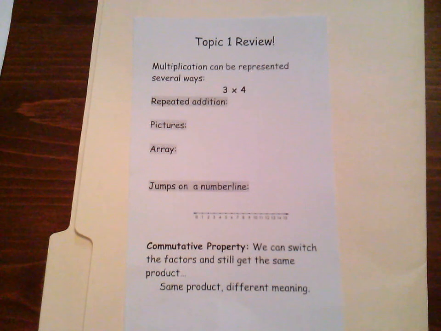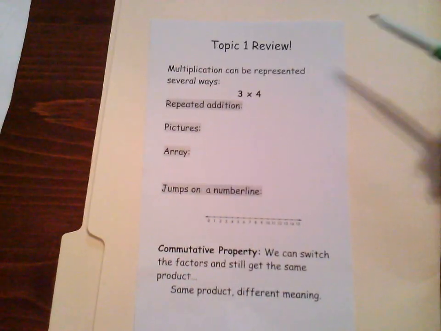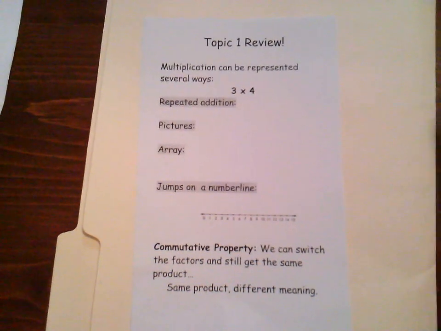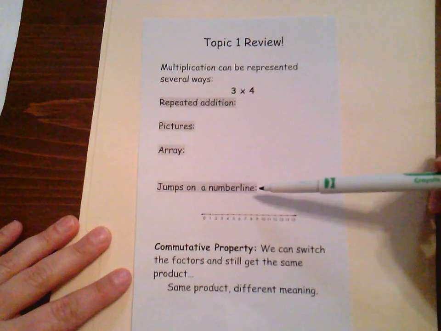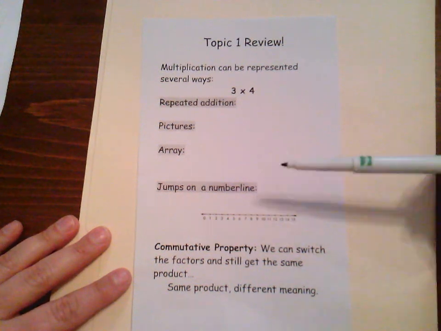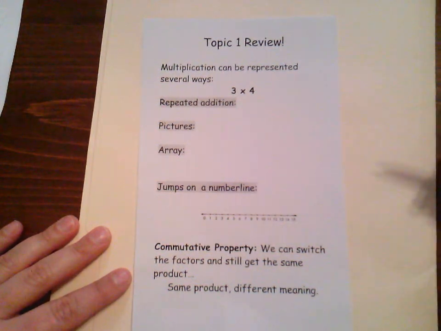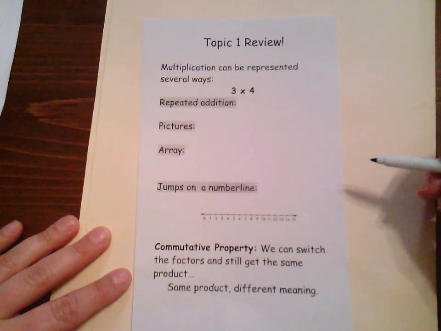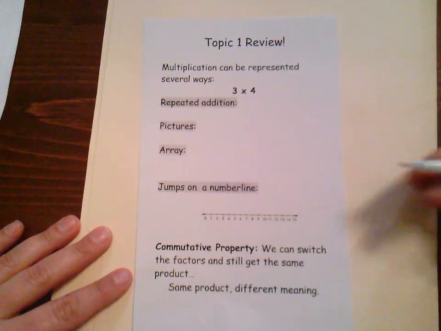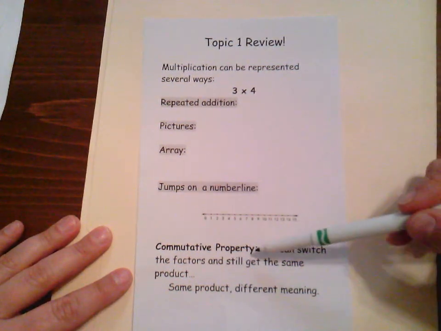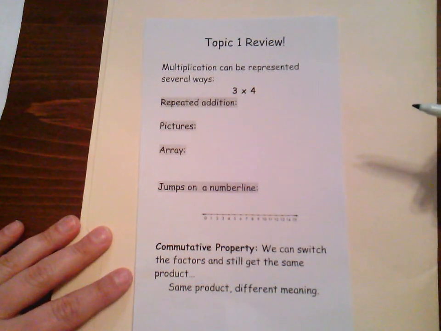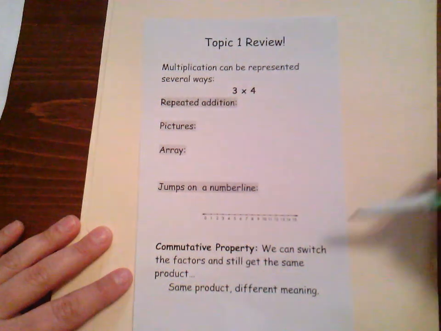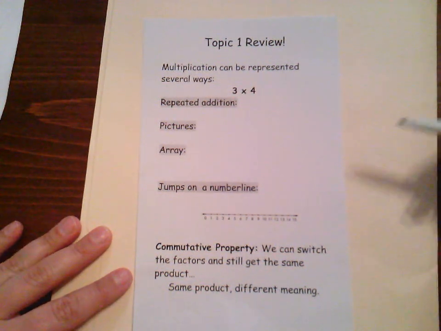Here is our topic 1 review. So in topic 1, we really focus on the meaning of multiplication and making sure that when we are showing our repeated addition, our pictures, and our arrays, as well as our jumps on a number line, we are keeping the meaning in mind. Topic 2 and 3 are going to be a little bit different because now that we know what the meaning is, we can use that to our advantage and also the commutative property to make sure that we're multiplying more efficiently. So let's just review the different ways to represent multiplication.